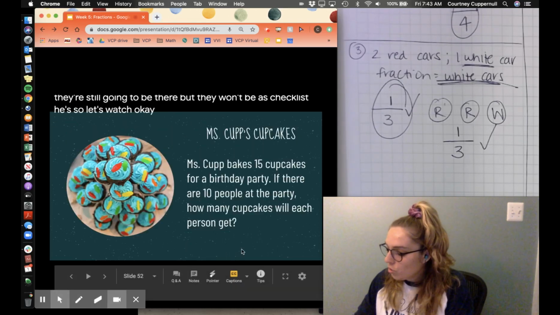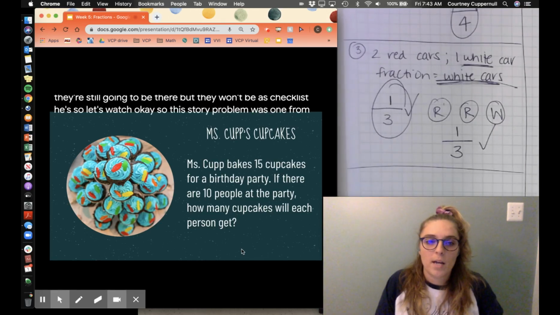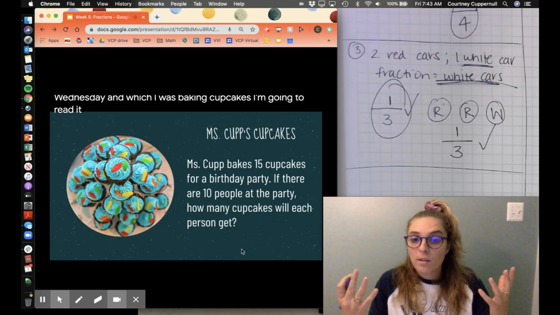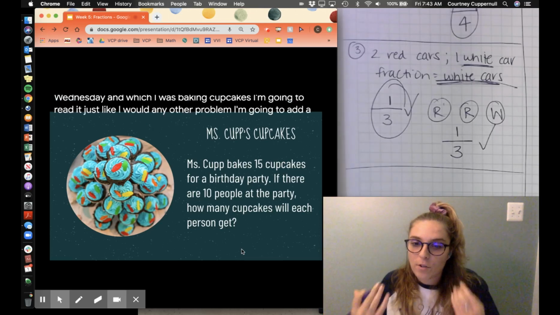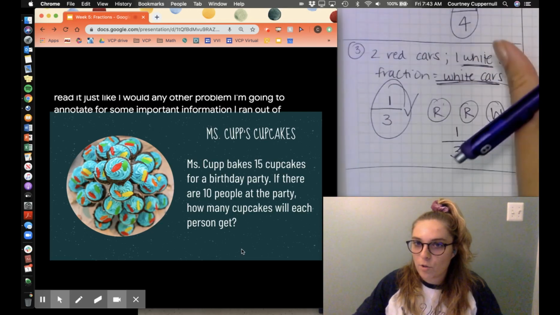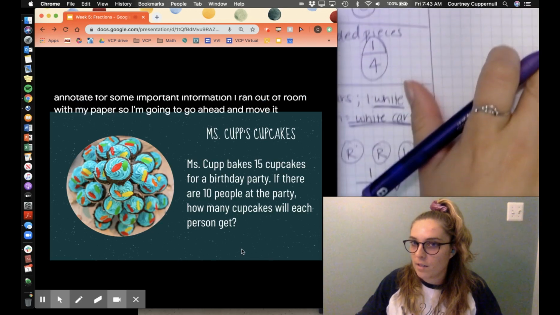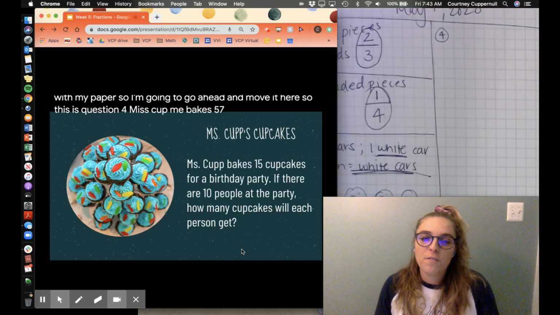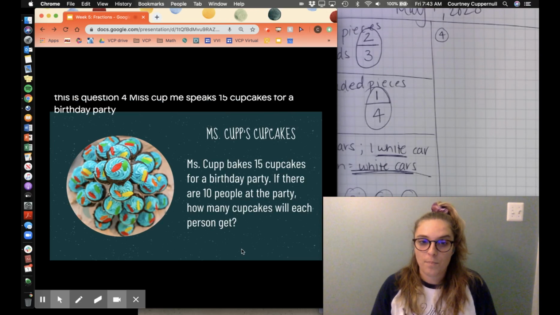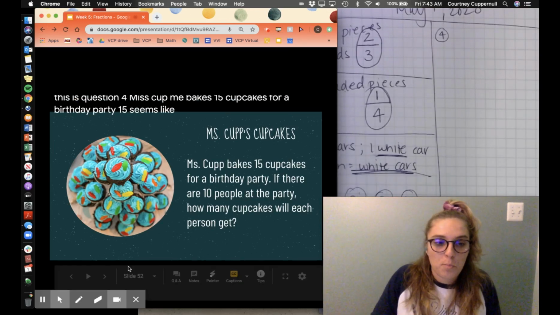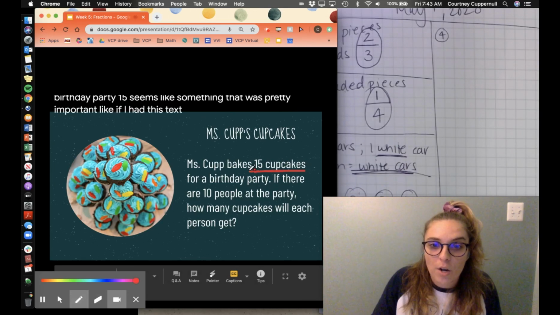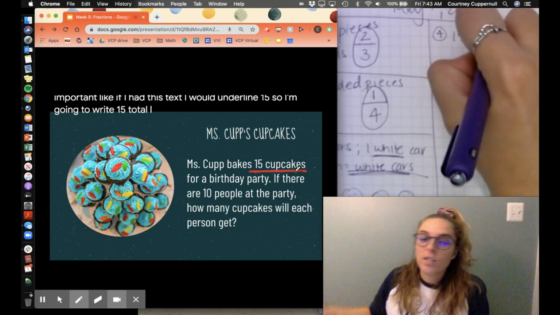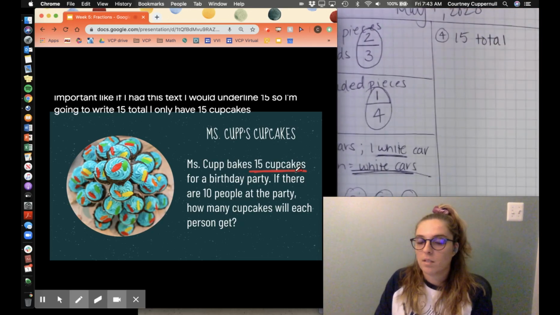Okay, so this story problem was one from Wednesday in which I was baking cupcakes. I'm going to read it just like I would any other problem, and I'm going to annotate for some important information. I ran out of room with my paper, so I'm going to go ahead and move it. Question 4. Miss Cupp, me, bakes 15 cupcakes for a birthday party. 15 seems like something that was pretty important. Like if I had this text, I would underline 15. So I'm going to write 15 total. I only have 15 cupcakes, what it says I bake.